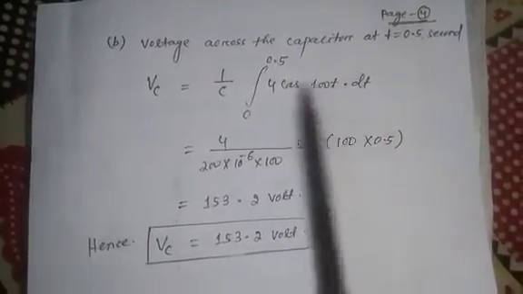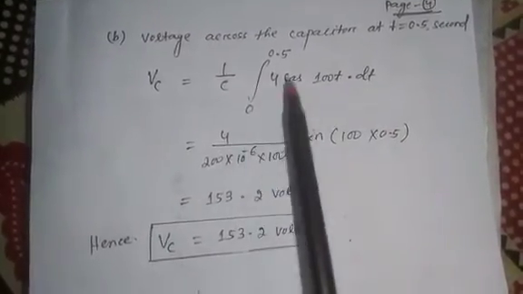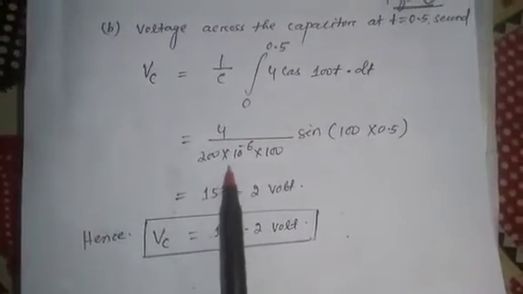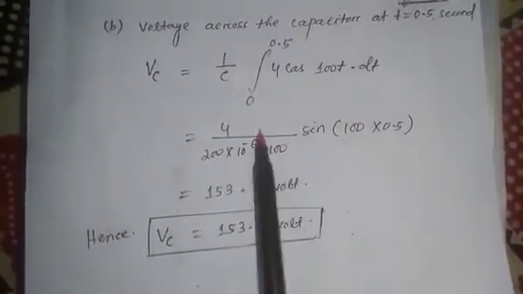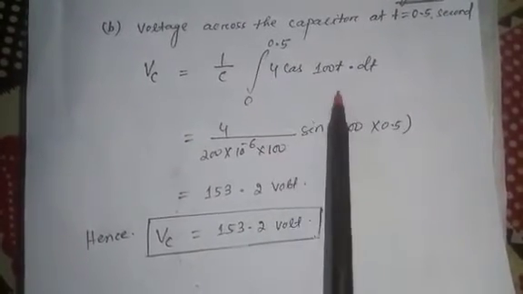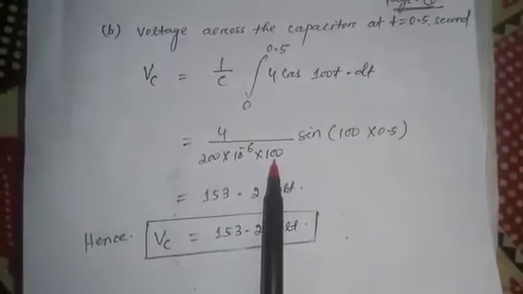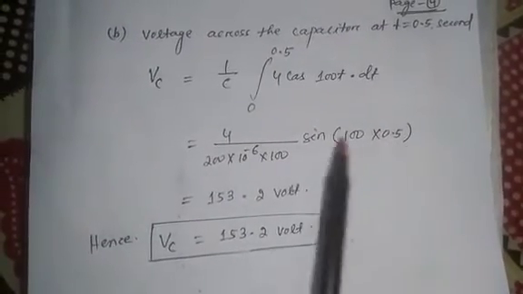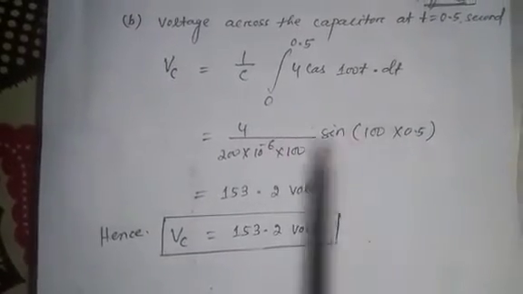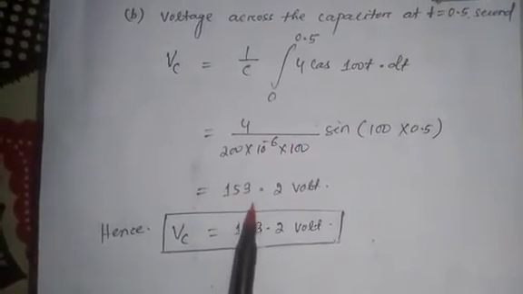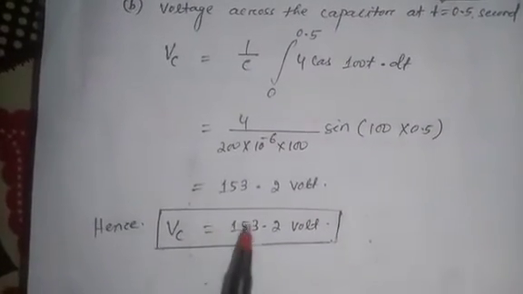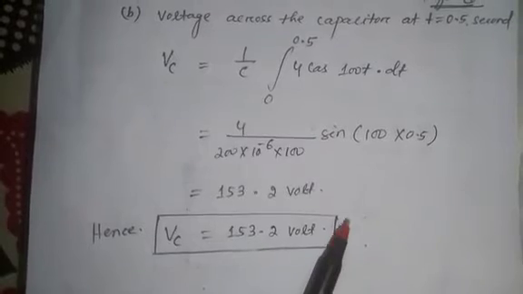If you integrate this, take 4 outside, 4 divided by C, which is 200 into 10 to the power minus 6, and sin omega t divided by omega. Omega here is 100, so multiply it in the denominator. Sin omega t, where omega is 100 and t is 0.5. If you solve this, you easily get 153.2 volt, which means the voltage across the capacitor is 153.2 volt.